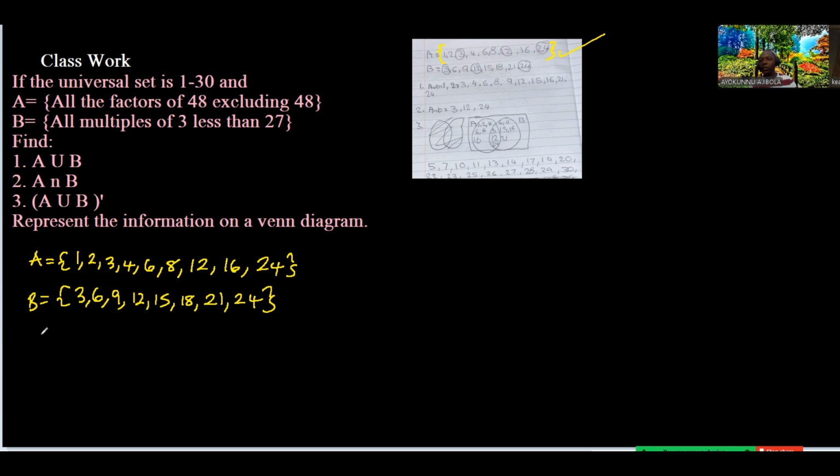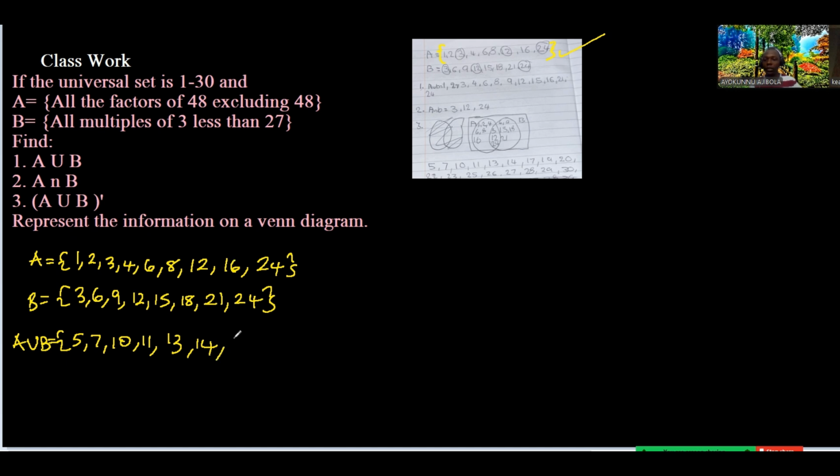Then it says we should find A union B complement. So A union B complement will be what is in the universal but it's not in A and B. So universal is 1 to 30. So we can see 1, 2, 3, 4. There's no 5 there. So 5. You can see 6. No 7. You can see 8, 9. No 10. 11. There's 12. No 13. No 14. There's 15 somewhere there.